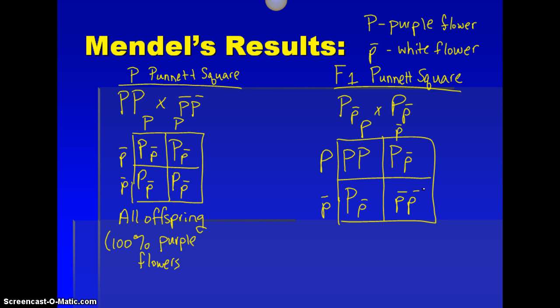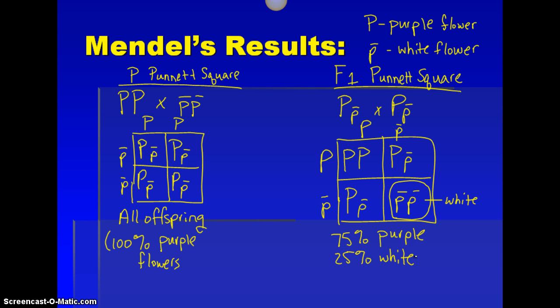So this time we have a unique one. We have one that shows 2 recessive letters. That individual is going to show white flower. So we have 3 individuals showing purple. So 75% are purple and 25% show white. In the Punnett square, you should be able to see that as the results.